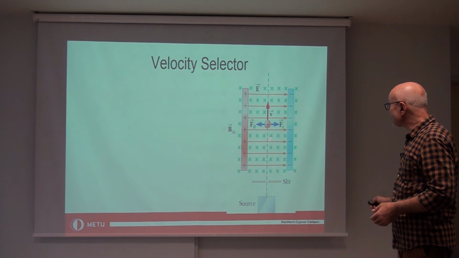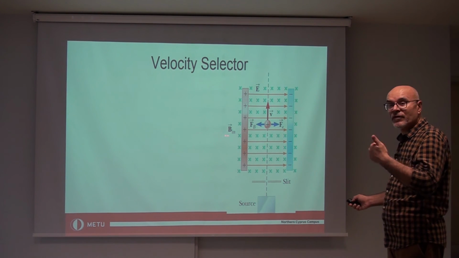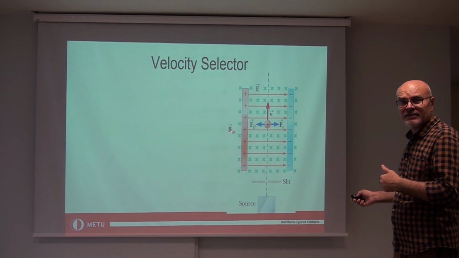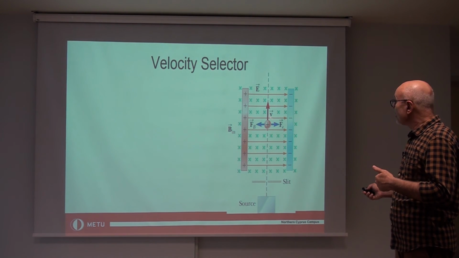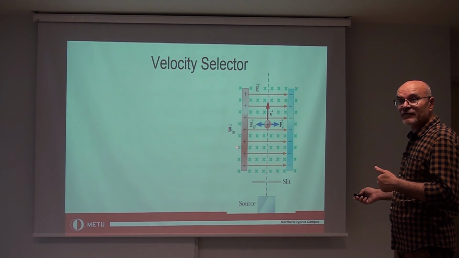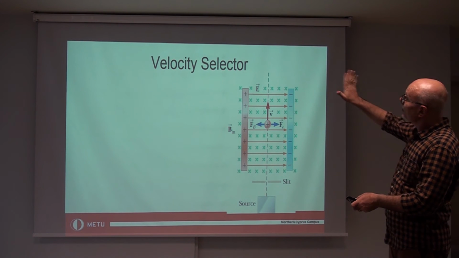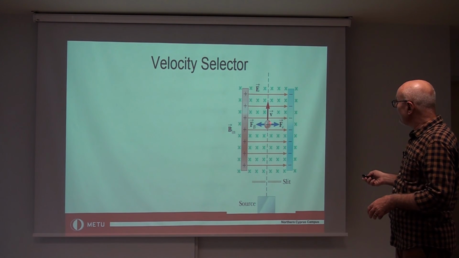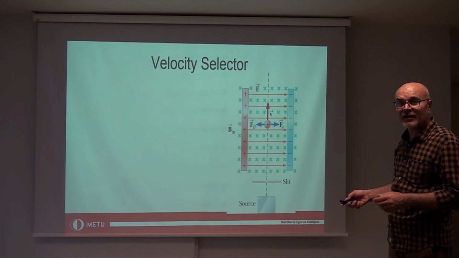So the particles enter here. A particle entering here will feel both an electric force and a magnetic force. The electric force will be to the right because the particle is positively charged. The magnetic force, according to the right hand rule, is to the left. Why? This is V, cross B, which is into the page, so it is to the left. So we will have Fe, the electric force, and Fb, the magnetic force, acting in opposite directions.